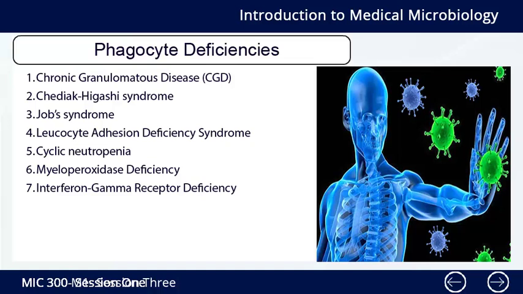Phagocyte deficiencies. Number 1, chronic granulomatous disease, that is CGD. Number 2, Chediak-Higashi syndrome. Number 3, Job's syndrome. Number 4, leukocyte adhesion deficiency syndrome. Number 5, cyclic neutropenia. Number 6, myeloperoxidase deficiency. Number 7, interferon gamma receptor deficiency.